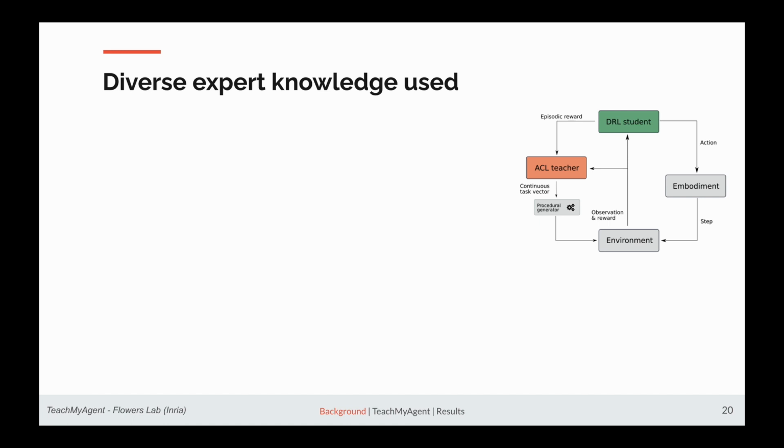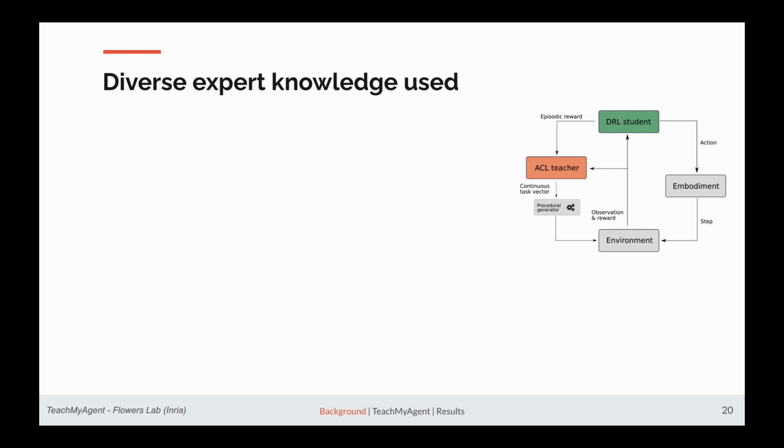Then, in addition to the different setups and environments they used, some of them are also using or even requiring what we call expert knowledge here. So you still have your reinforcement learning loop, which does not change, and your student always has access to the observation and the reward at every step.